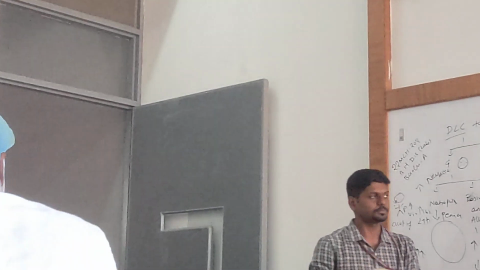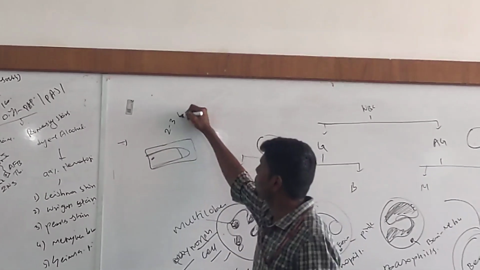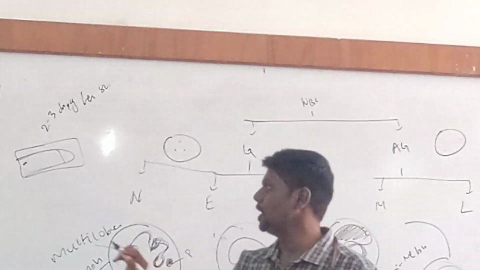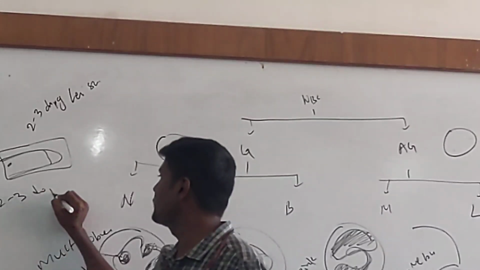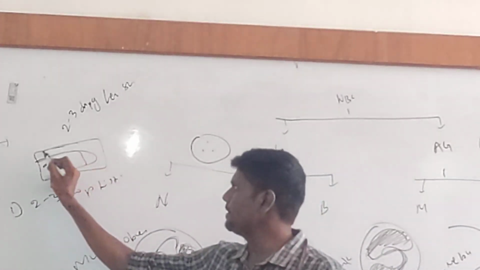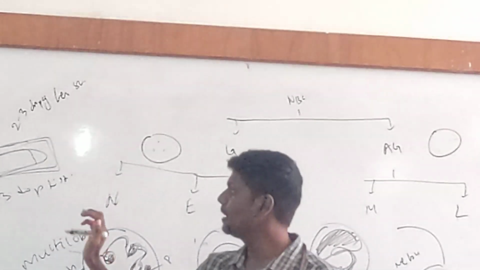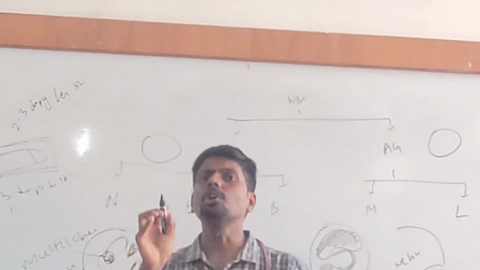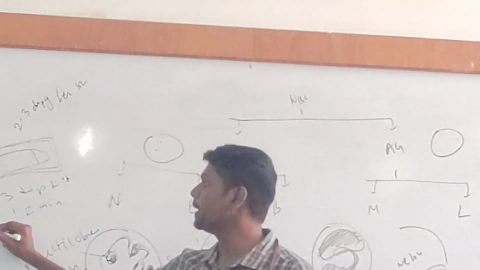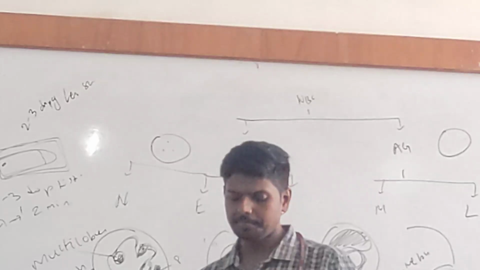First step, you will add 2 to 3 drops of Leishman stain. The stain should entirely cover the slide. The slide should be covered with the stain. Then you need to wait for 2 minutes. This is the second step. Wait for 2 minutes. Clear?